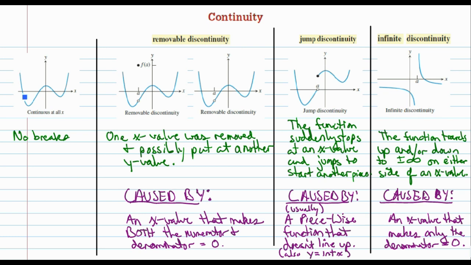First of all, if your graph is continuous, there are no breaks. You can basically draw the whole graph with one stroke of your pencil. You do not have to pick your pencil up.